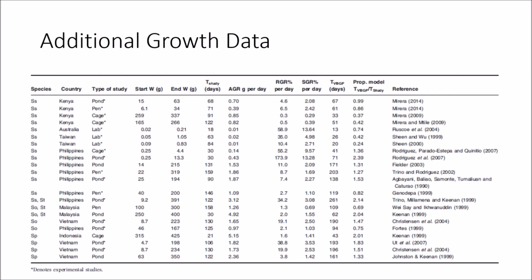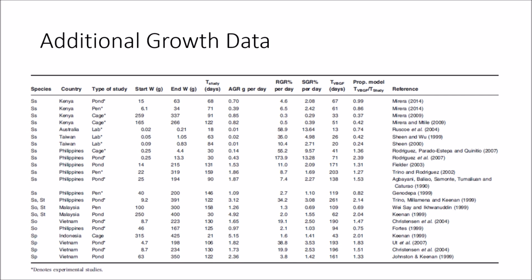So what if we look into more papers and more data out there in the market? This is extracted from a paper, and we will take a look at its individual growth rate. We can see over here, somebody in the Philippines did it in a pond. They stocked the pond with 14 gram crabs, harvesting at 215 grams. They did it in about 131 days. So as you can see, the average growth rate is 1.5 grams per day.